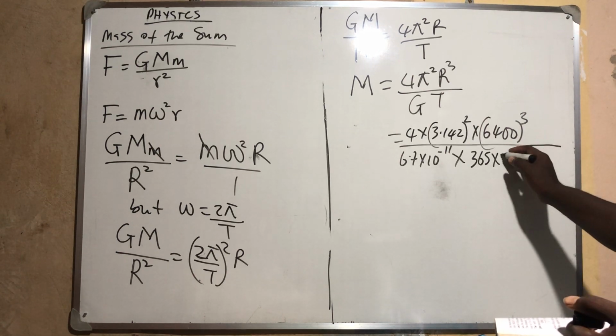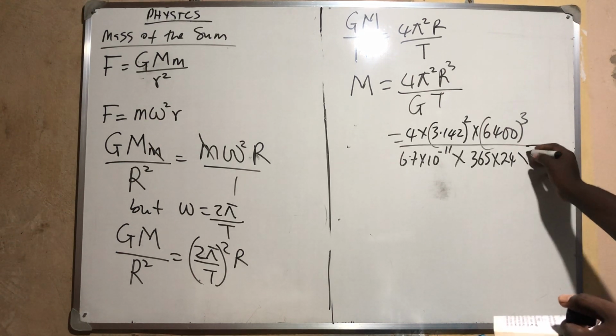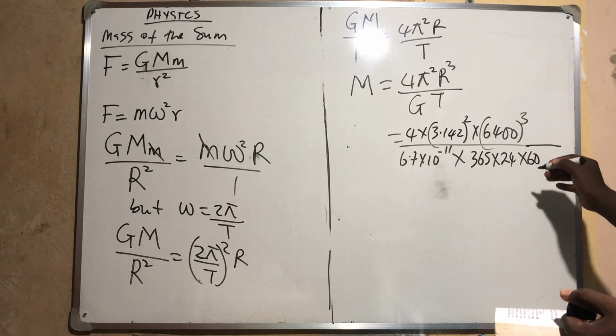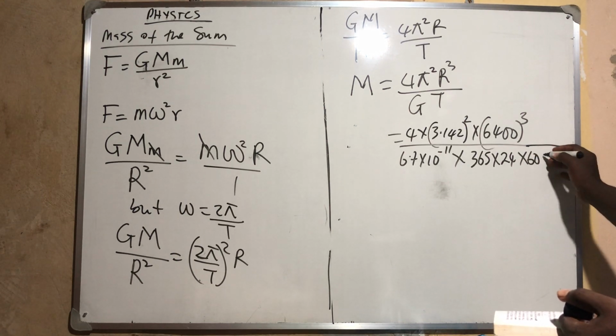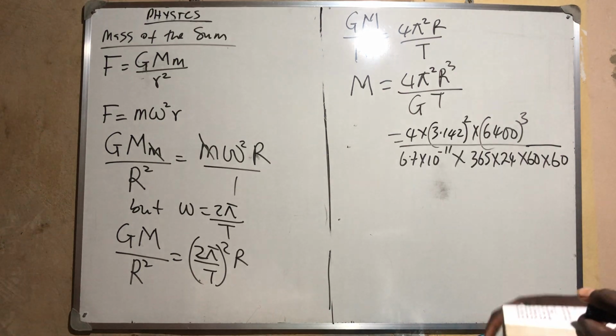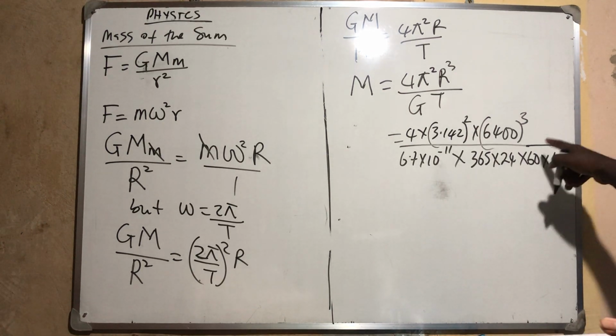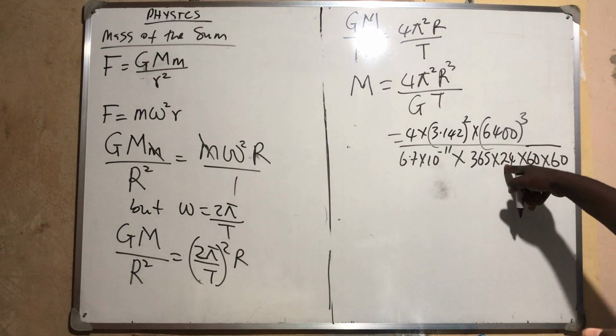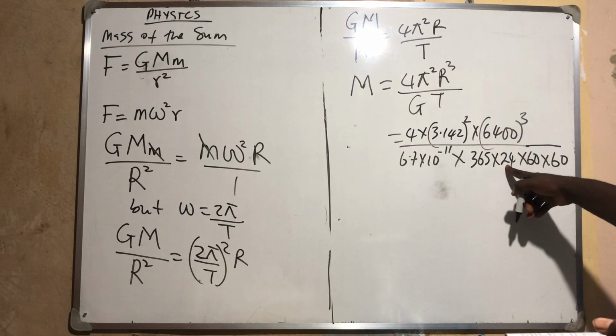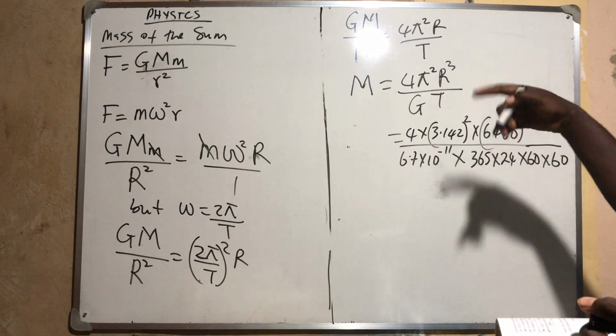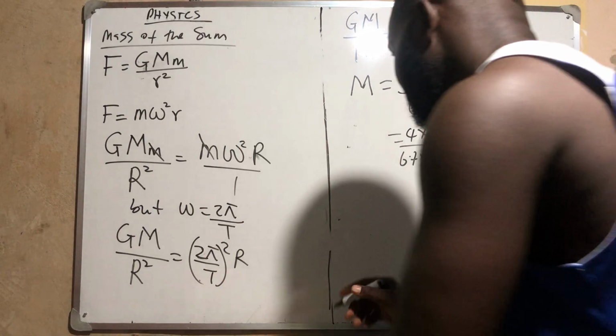So times 24 hours that make a day, times 60 that make an hour, then times 60 again that makes a minute. So 60 seconds make 1 minute, 60 minutes make 1 hour, 24 hours make 1 day, then 365 days make 1 year. So that is how to convert it to seconds.